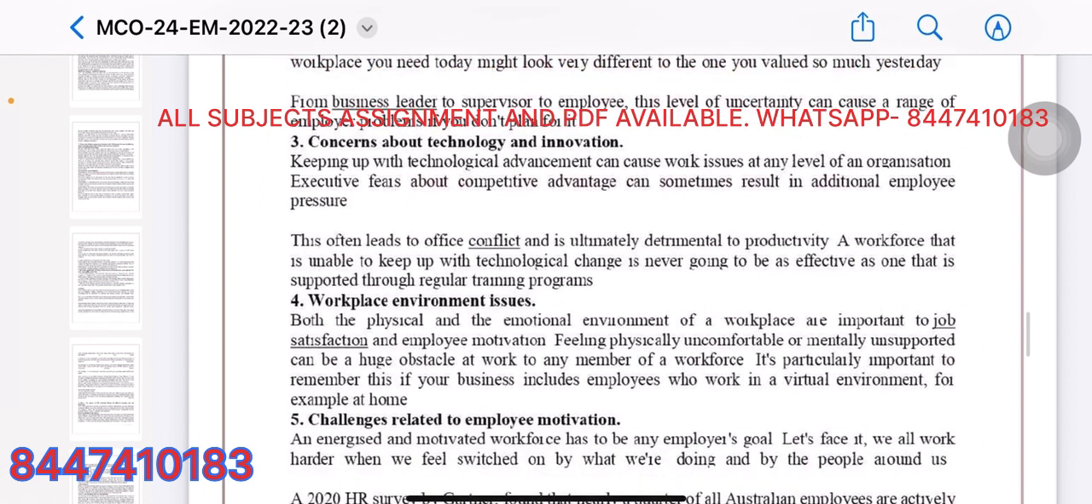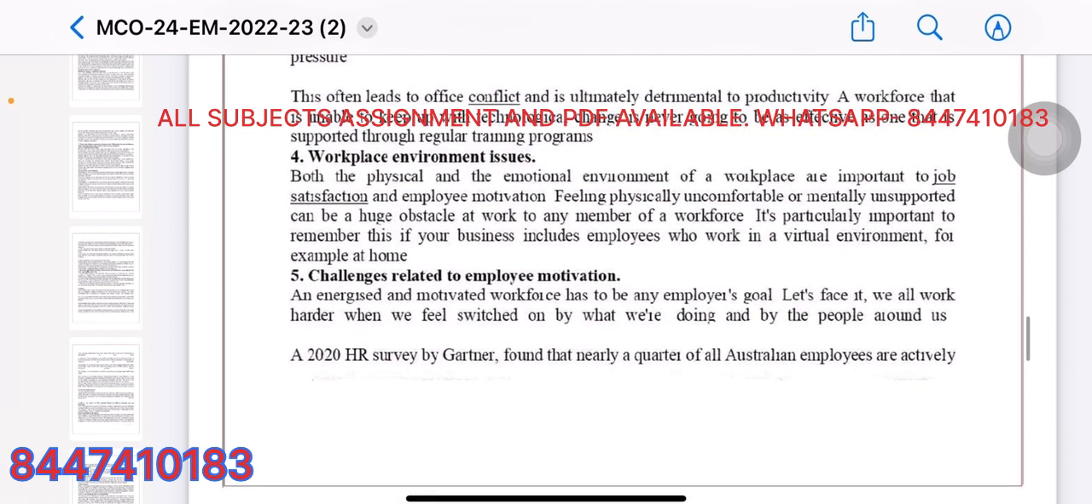Fourth, workplace environment issues. Both the physical and the emotional environment of a workplace are important to job satisfaction and employee motivation. Feeling physically uncomfortable or mentally unsupported can be a huge obstacle at work to any member of a workforce. It's particularly important to remember this if your business includes employees who work in a virtual environment, for example at home. Fifth, challenges related to employee motivation.